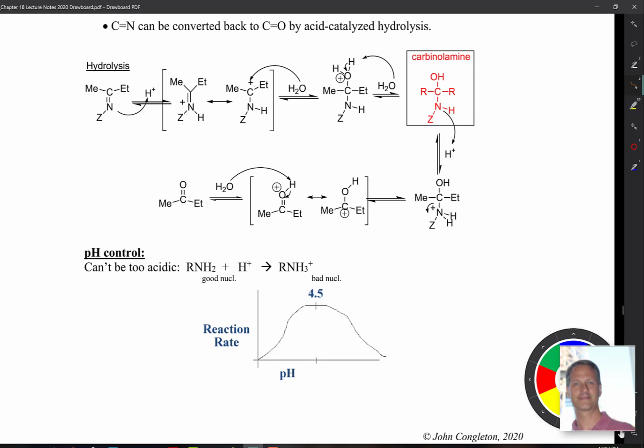Now, a side note about this is that this reaction cannot be too acidic. I wrote H plus in the mechanism, but if you have too strong of an acid, then your NH2 gets protonated and it turns into a bad nucleophile. So it's a pH-controlled reaction. If we look at reaction rate as a function of pH, somewhere around 4 to 5-ish is your optimum pH for carrying out this reaction.